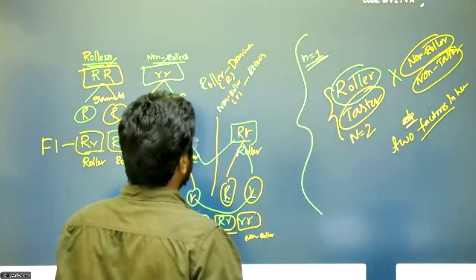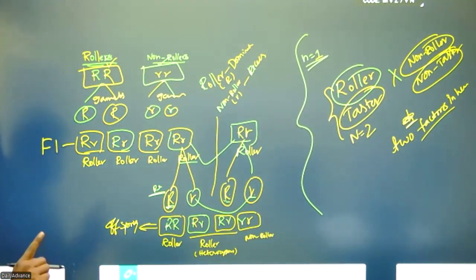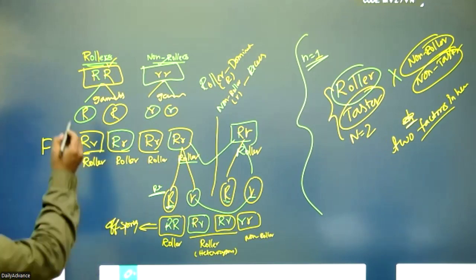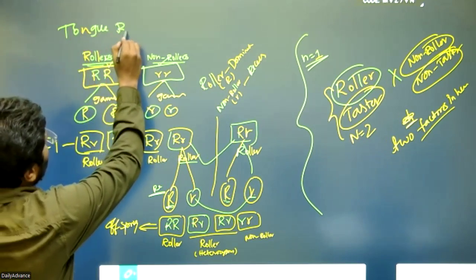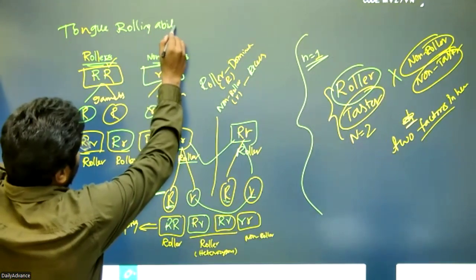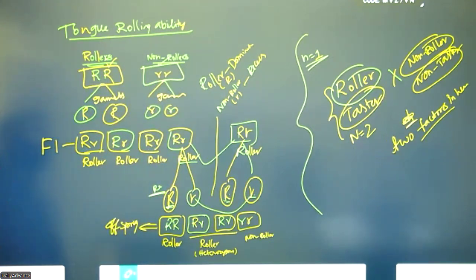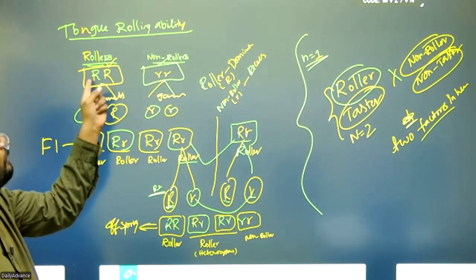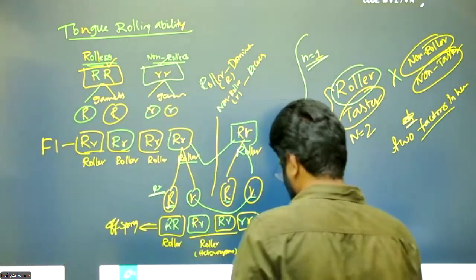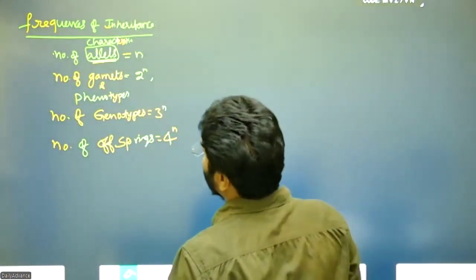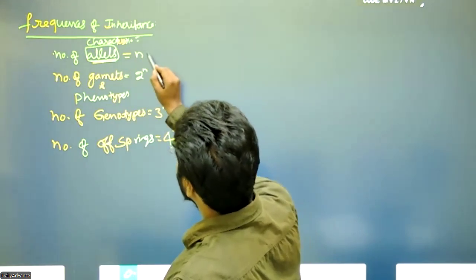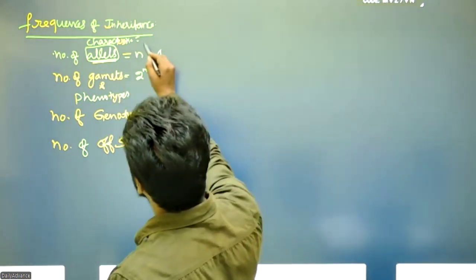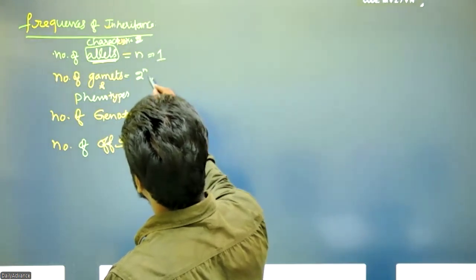That is a different case. In this case, the character is only 1. That is whether a person is roller or non-roller. Character name is tongue rolling ability. So character is 1. How many alleles are there? Capital R, small r. So alleles are 2. So you can place here the equation. Number of characteristics is 1. N is equal to 1. So number of gametes, or number of alleles. Alleles also we can identify: 2 power n.